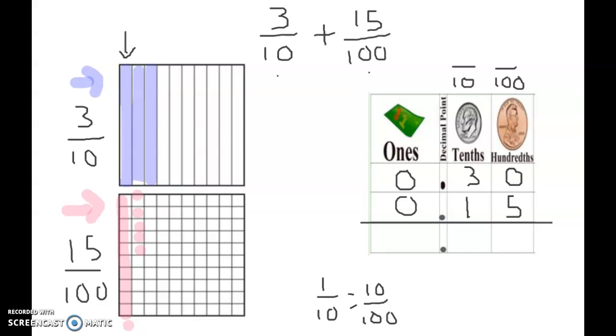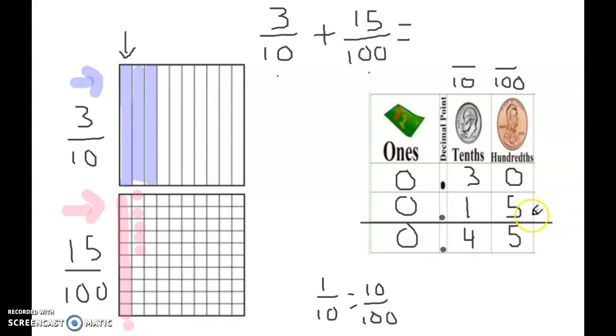Now all I need to do is start in my smallest place and add each place together. So my smallest place here is my hundredths. 0/100ths plus 5/100ths equals 5/100ths. 3/10 plus 1/10 gets me 4/10. And 0 ones plus 0 ones is 0 ones. But I'm not done yet, because when I started solving my problem, these were written as fractions. So I want to make sure that my answer is also written in fraction form.